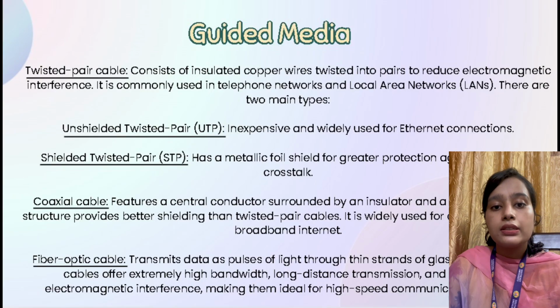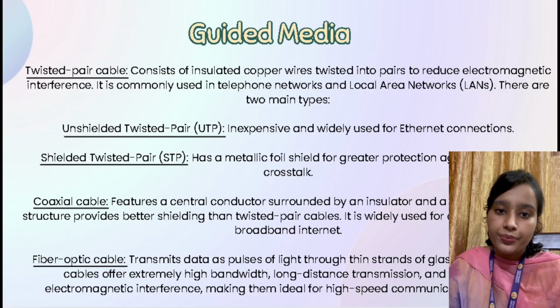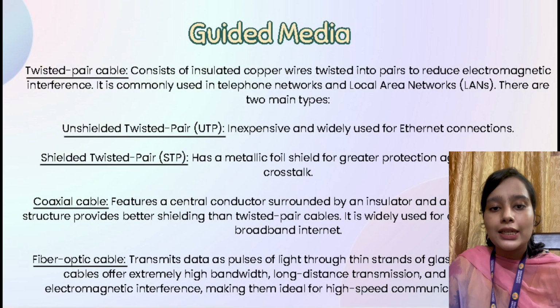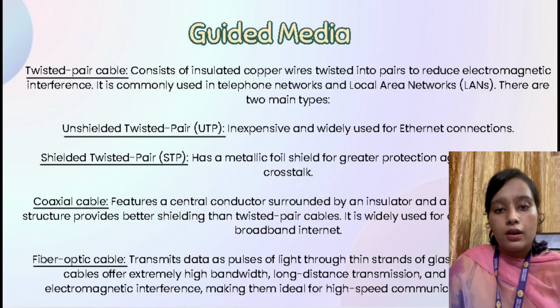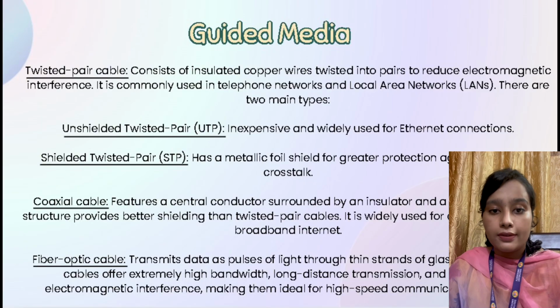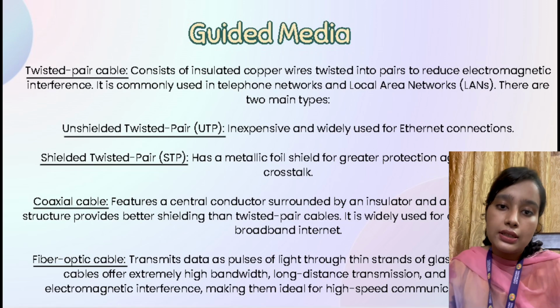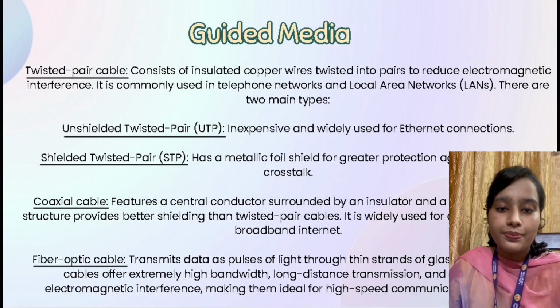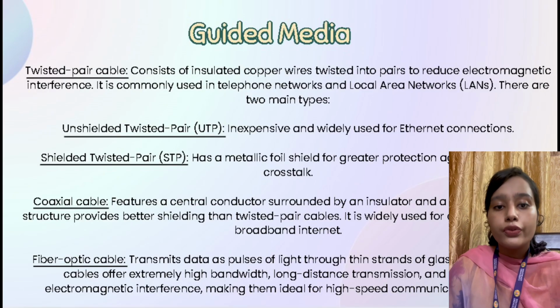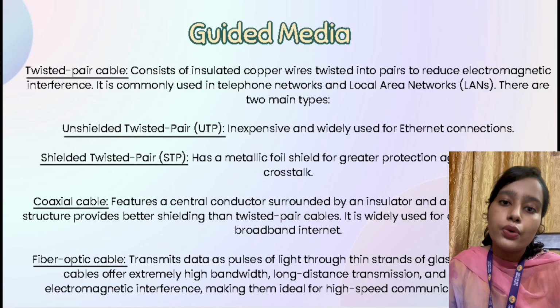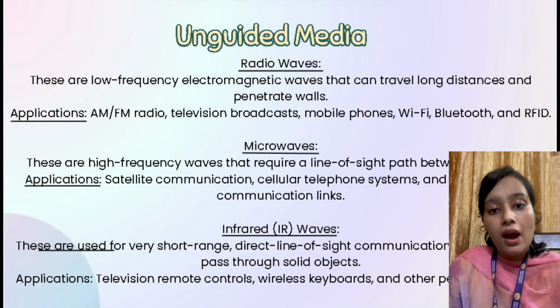Coaxial cable was earlier used in TV networks and older computer networks. It is better than twisted pair cable in terms of shielding. It has better shielding than twisted pair cable. The third one is fiber optic cable. It uses light signals instead of electricity. It has great transmission speed. So these three types of media belong to guided media. Now I would like to go to our next slide, which is about unguided media.